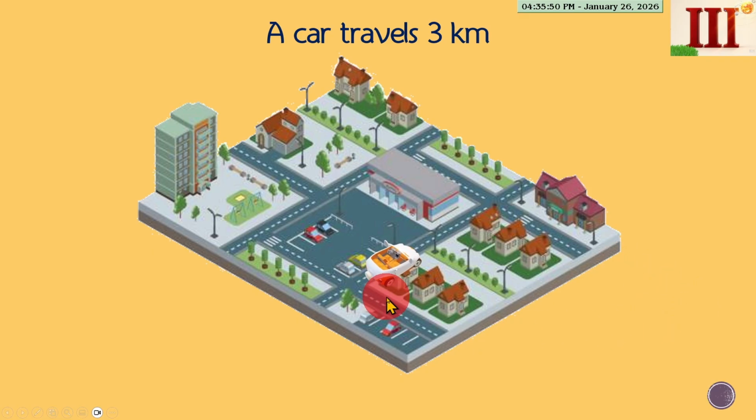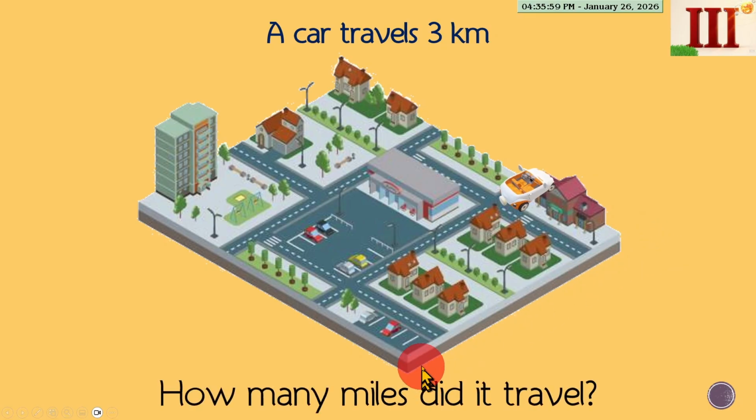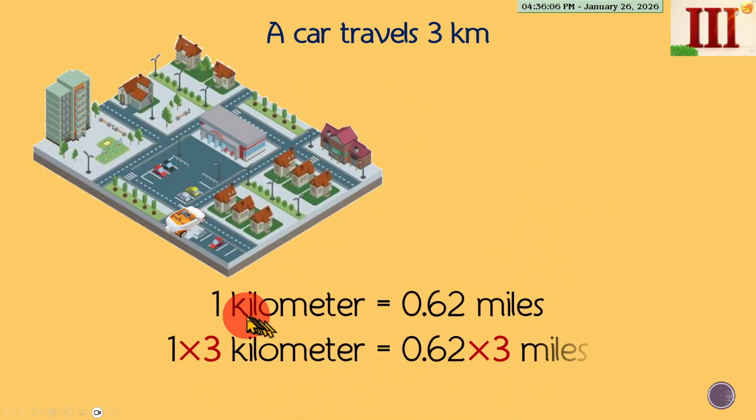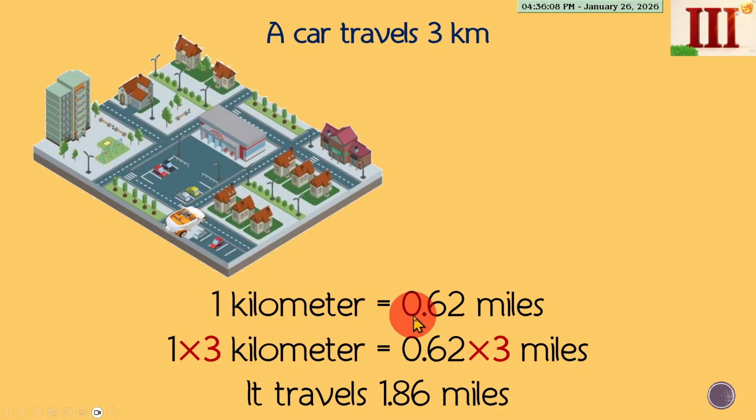So let's look at this car. It doesn't say how fast it's moving, but it travels 3 kilometers. Now, this is one of the things we tend to want to know because Bahamians don't know what kilometers is. How many miles did it travel? We need a conversion rate. The conversion rate is given as 1 kilometer is 0.62 miles. So I'm trying to get from 1 kilometer to 3 kilometers, so I multiply by 3. I multiply this by 3, I multiply this by 3, and it travels 1.86 miles.